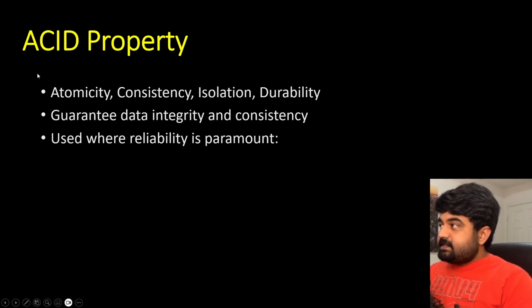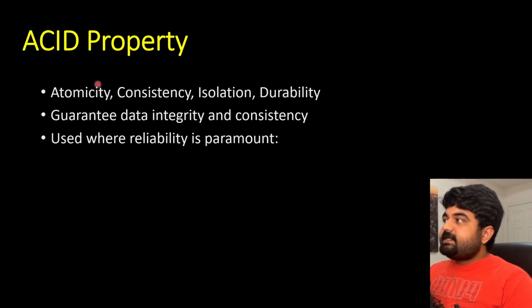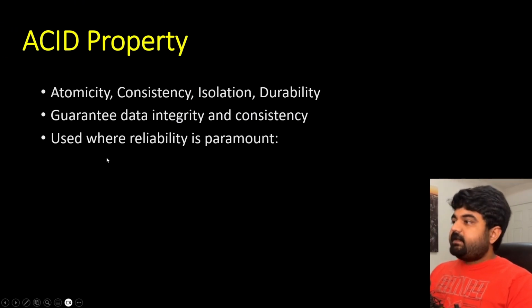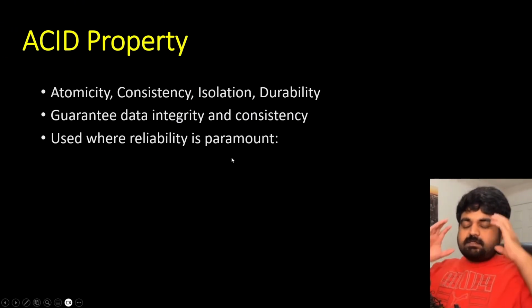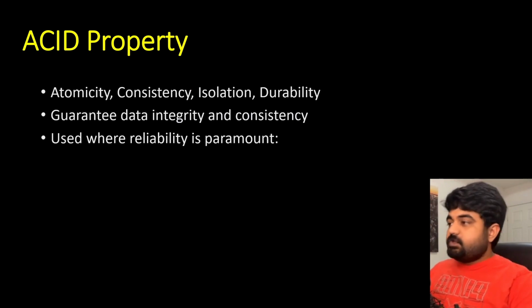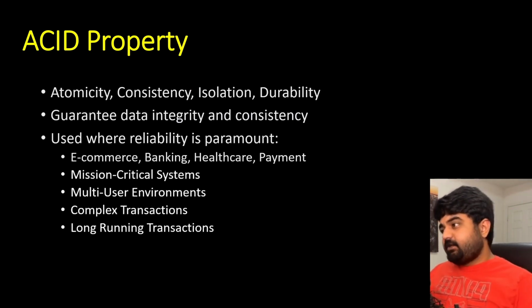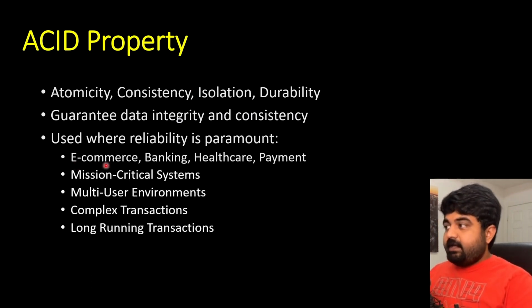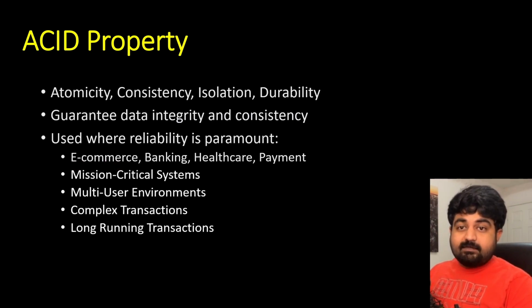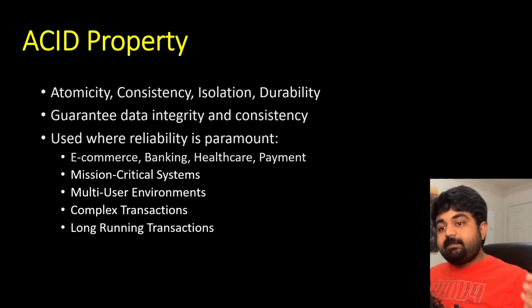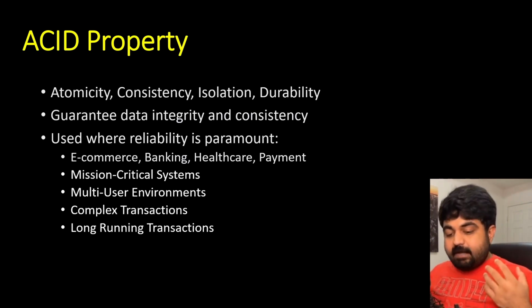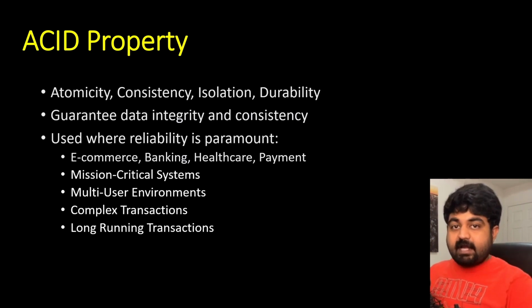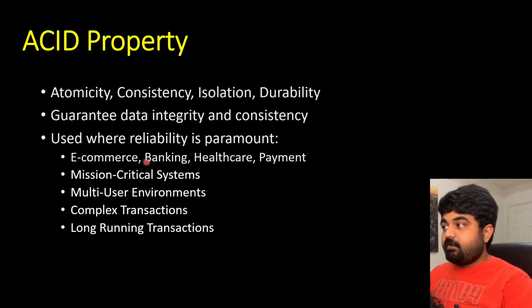And this ACID property, or ACID compliant system, you need to use whenever the reliability of data is the most important topic. There are many applications you can think of. Think of any scenario like an e-commerce website. If you order something from Amazon and money has been deducted, you need the product to be delivered, and your order should only be placed if the inventory has that particular item. If it does not have it, the order should not have gone through.